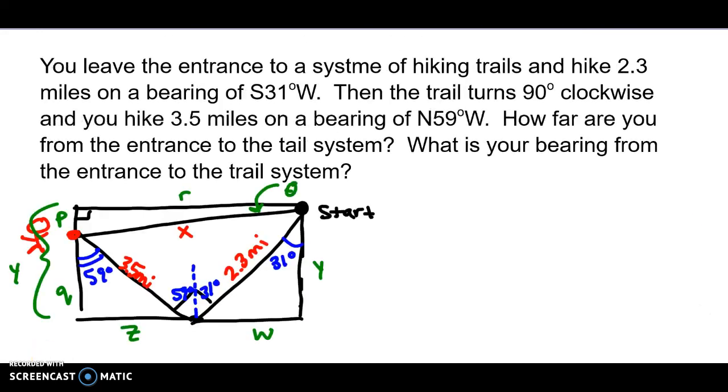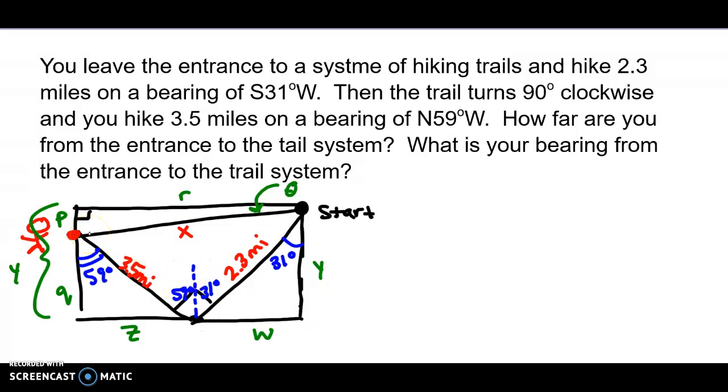Okay, it's very possible and likely that your diagram doesn't look exactly like mine. But I'll explain what I was doing, and maybe you have something like mine. Remember, the person's hiking 2.3 miles on a bearing of south 31 degrees. Then the trail turns clockwise, and they go for 3.5 miles on a bearing of north 59 degrees west. So I went clockwise, and I looked north, and then 59 degrees west.